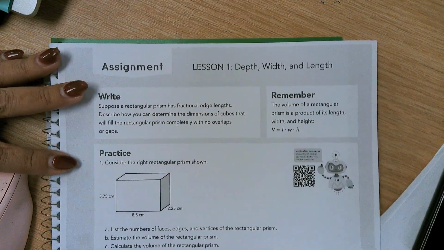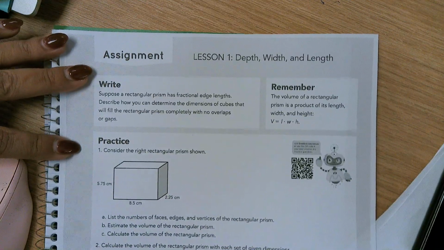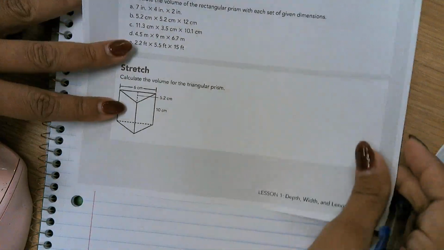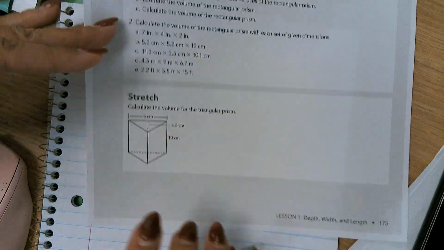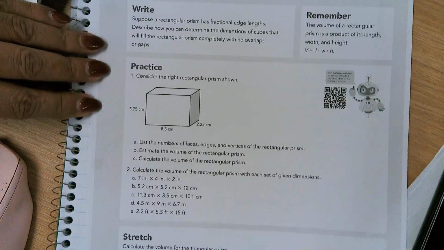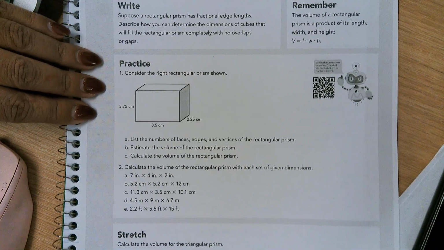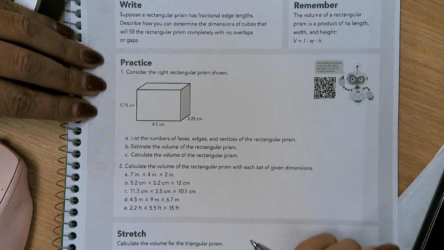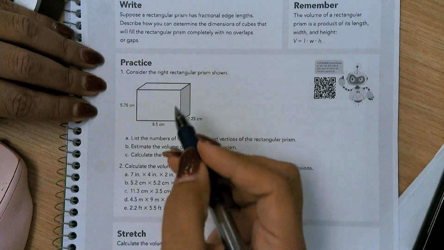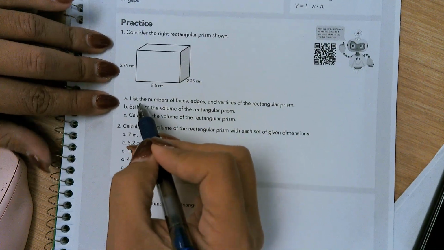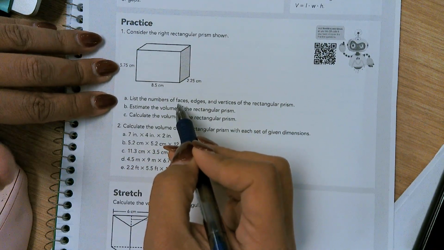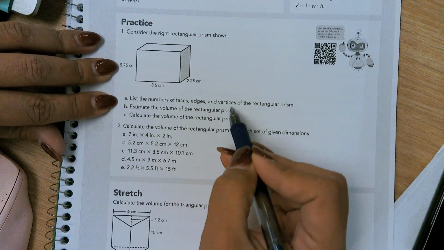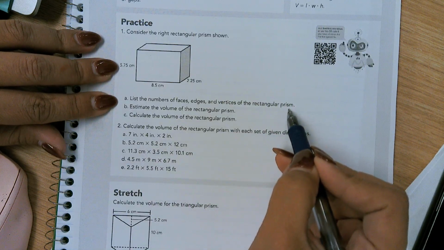Today's assignment is lesson 1 on page 175 in our Carnegie book. Let's go ahead with beginning how to solve our problem. The first thing that it asks is list the number of faces, edges, and vertices of the rectangular prism.